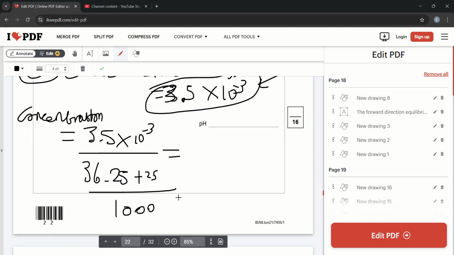So 3.5 times 10 to the power minus 3 divided by 36.25 plus 25, which is 61.25, divided by 1000. That gives me 0.05714.